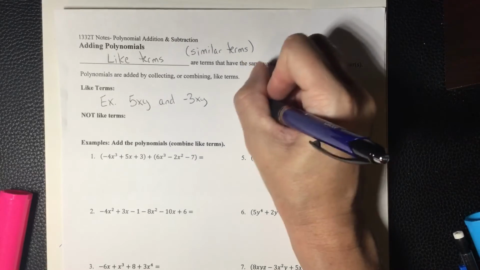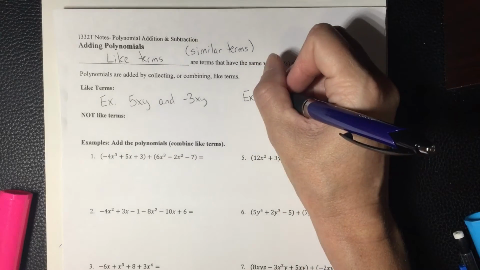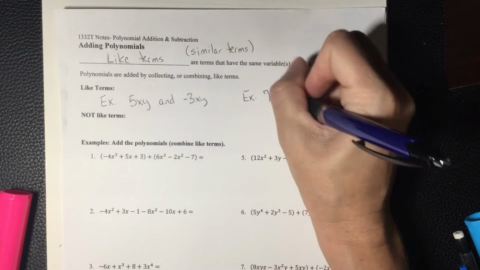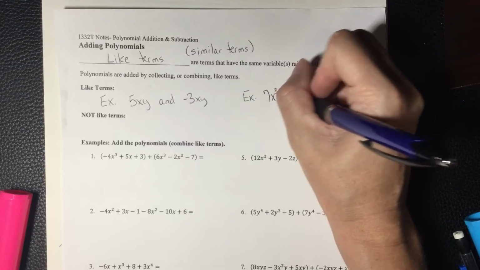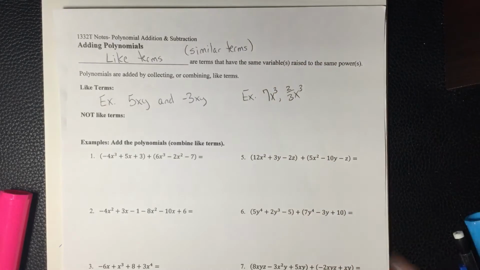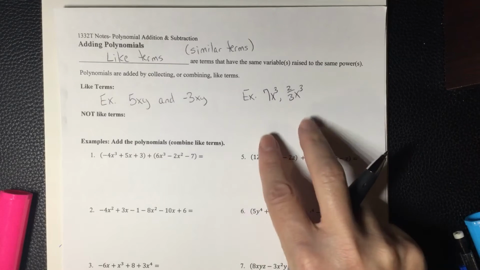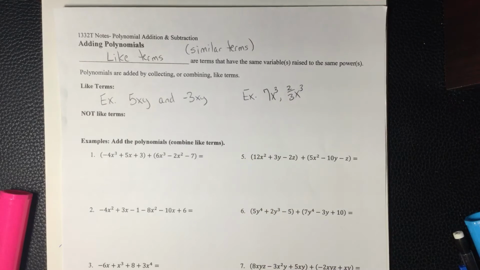Another example would be 7x cubed and maybe 2/3 x cubed. Okay, so the numbers in the front can be different, but the variable parts have to be the same.